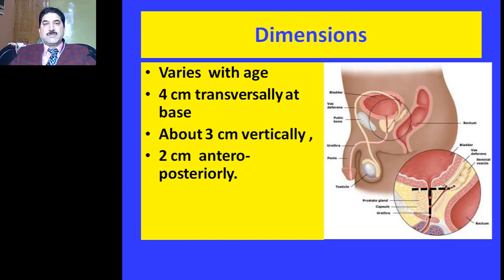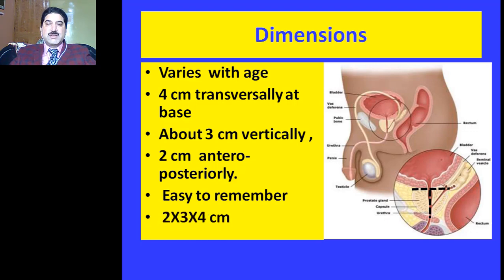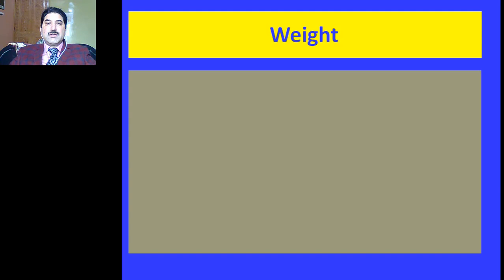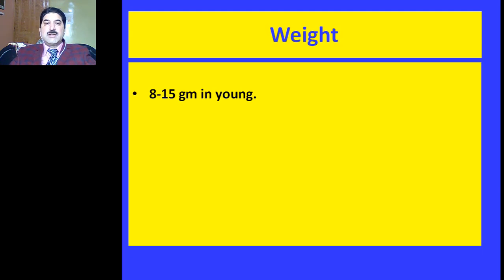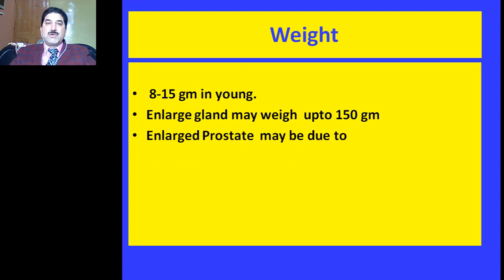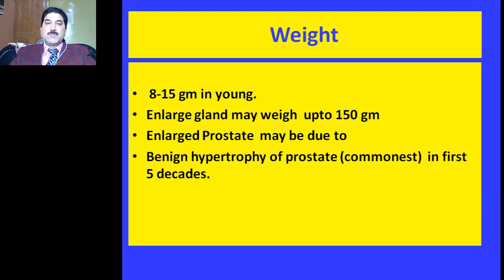At the base it is 4 cm in transverse diameter, about 3 cm in vertical diameter and 2 cm in anterior-posterior diameter. It is easy to remember: 2 by 3 by 4 cm. Weight of the prostate is 15 grams in young adults. An enlarged gland may weigh up to 150 grams. Enlarged prostate may be due to benign hypertrophy of prostate, which is the commonest cause, or it may be due to malignancy of the prostate.